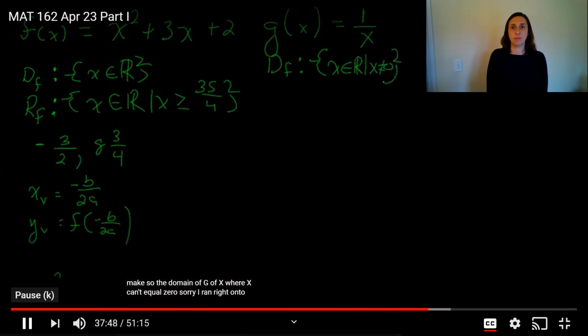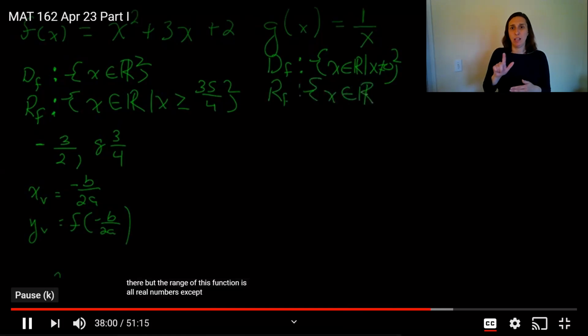Sorry, I ran right onto the edge of the blackboard there. But the range of this function is all real numbers, except 0. It will not produce 0. There's no way I can get 0 out of that. Let me show you these two things graphically. Let me get over here to my graph.